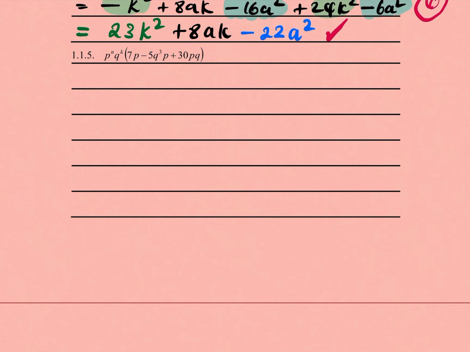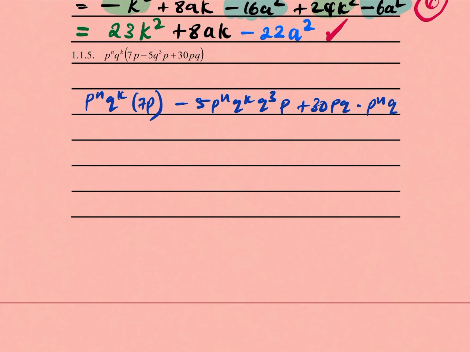1.1.5. So I didn't put the marks here intentionally. Now I'm going to multiply p to the power n q to the k there, multiply by 7p, and then a minus 5p to the nth, and then you have a k there, multiply by q to the power 3 plus 30pq. You still have to multiply this by p to the n, and then your q to the power k there.